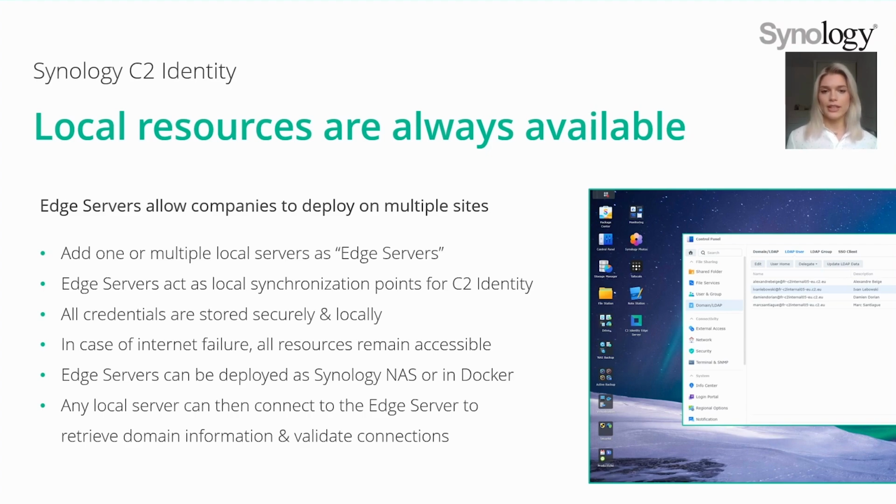The edge server can be installed on a Synology NAS or in a Docker container. From a Synology NAS, you can connect directly to your directory to manage the access permissions, but also any other local server can connect to a NAS to be able to get the domain information and validate connections locally via the edge server. Let's see an example of how it works.